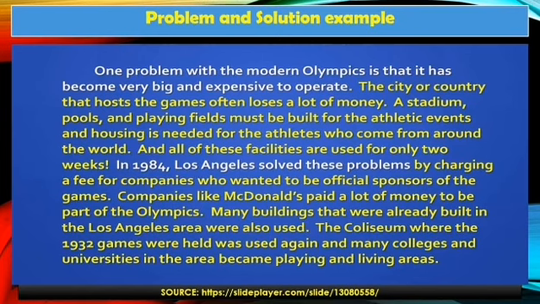In 1984, Los Angeles solved these problems by charging a fee for companies who wanted to be official sponsors of the games. Companies like McDonald's paid a lot of money to be part of the Olympics. Many buildings that were already built in the Los Angeles area were also used. The Coliseum where the 1932 games were held was used again, and many colleges and universities in the area became playing and living areas.